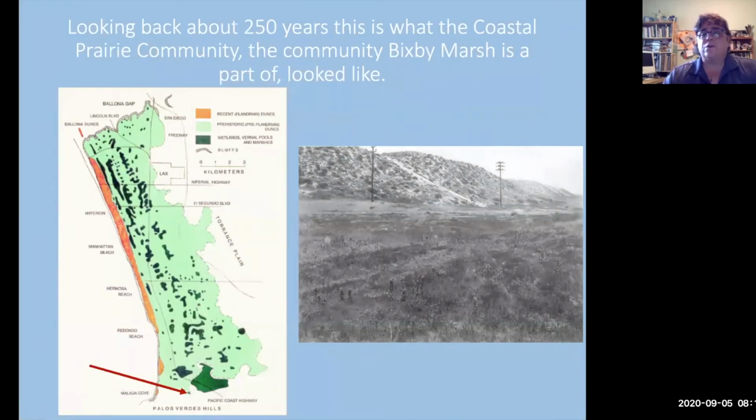Looking back now 250 years ago, this is what the coastal prairie community looked like. This is an area that would have flooded with water. It's dried up now, and those grasses are there. These are some dunes, it looks like in the LAX area. This is Rudy Matoni's map.